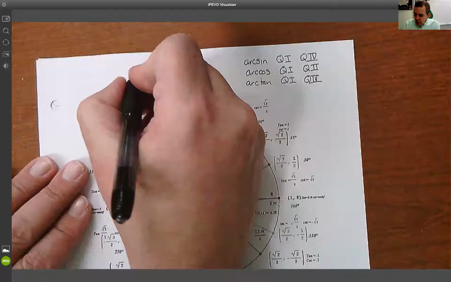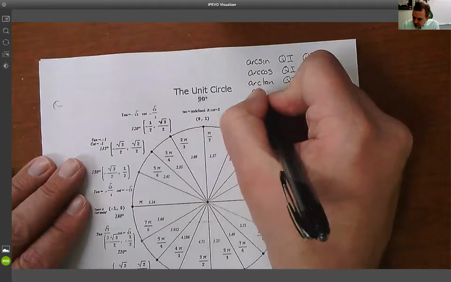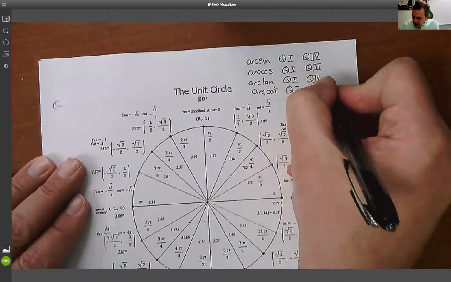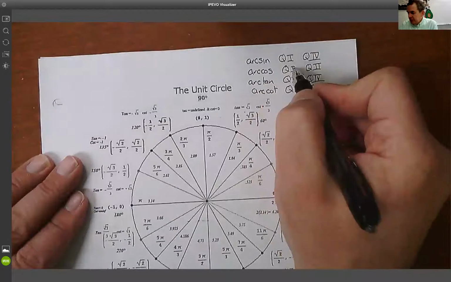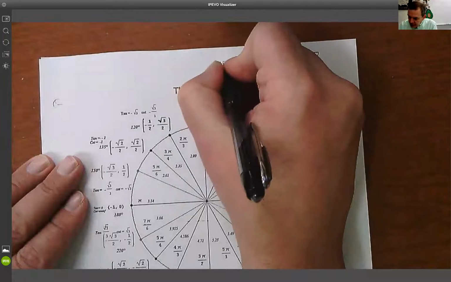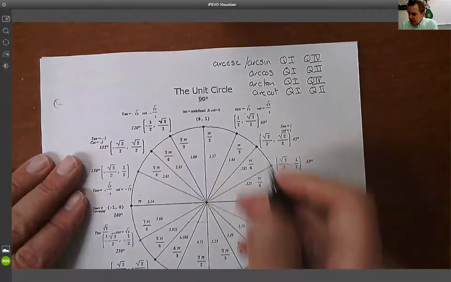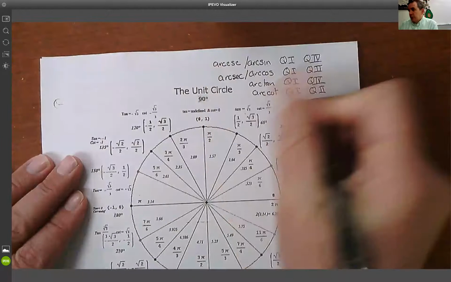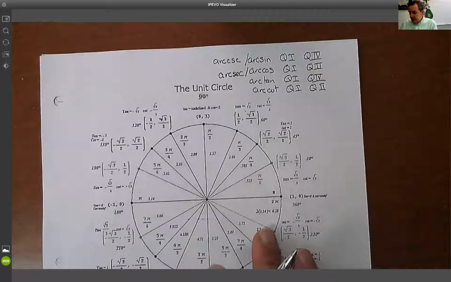For cotangent, we're looking in quadrants 1 or 2. Then when we get to secant and cosecant, you're going to see how we convert it to answer a question. This is where we look for arc secant, quadrants 1 and 4, because cosine goes with secant and cosecant goes with sine. Okay, so now here's the deal.